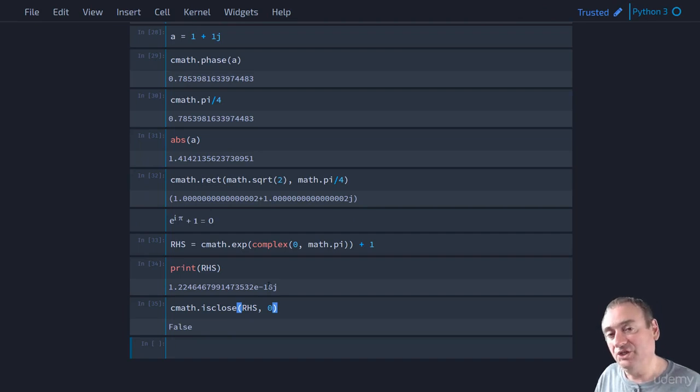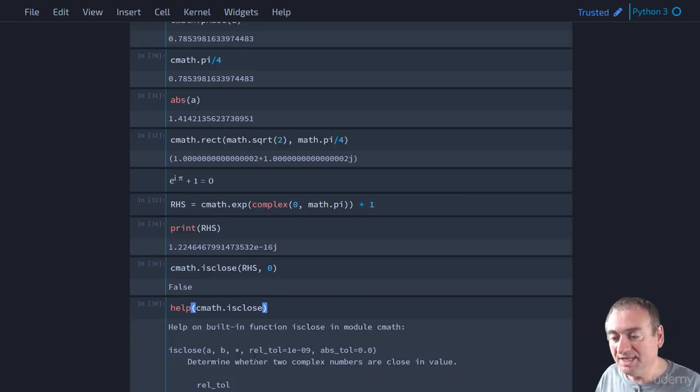Well, if you remember our discussion on floats, that's precisely the problem. This is using a default relative and absolute tolerance. If we look at help on cmath.isClose, you'll see that it has this relative and absolute tolerance concept as well. By default, the absolute tolerance is 0, and the relative tolerance is 10 to the negative 9. Remember that we had discussed that before, but if you're comparing numbers that are very close to 0, then the relative tolerance really doesn't work anymore, and you have to fall back to an absolute tolerance.